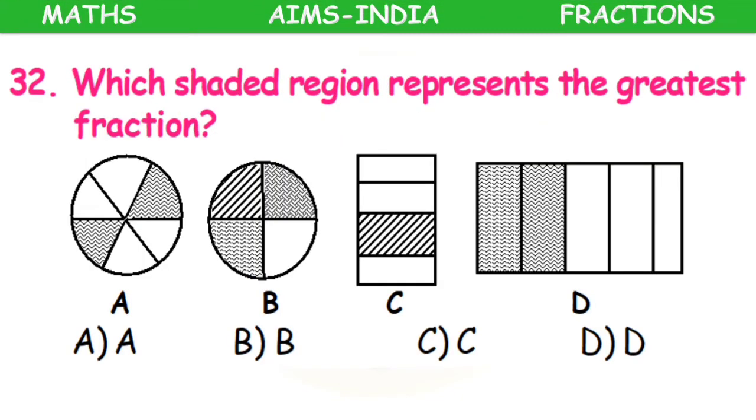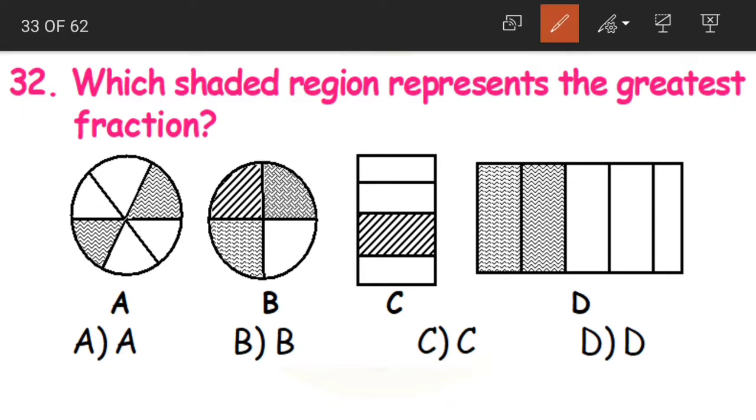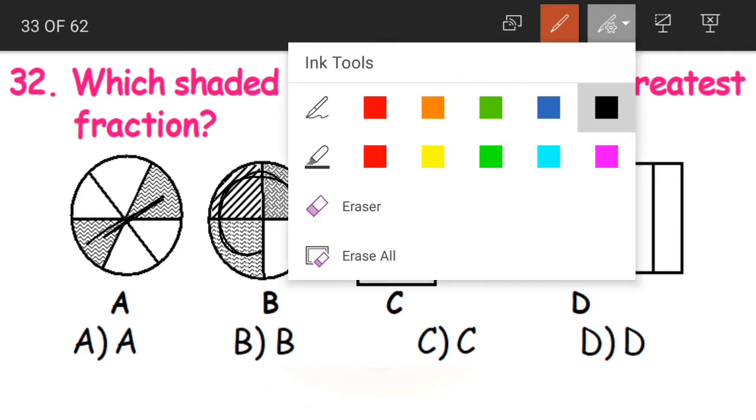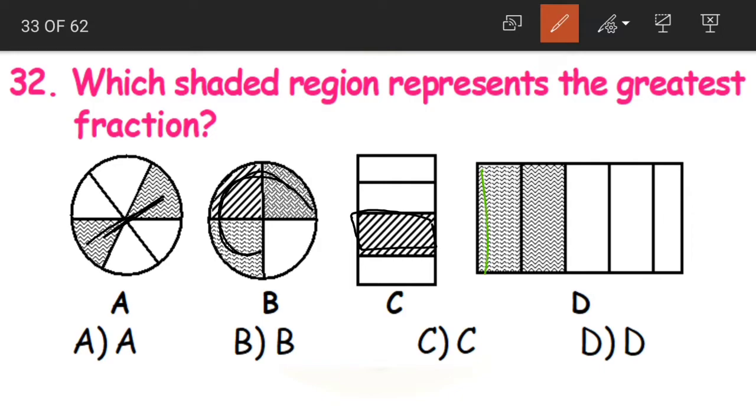Okay children? Next, question 32. Which shaded region represents the greatest fraction? Okay, now for this you need to observe the shaded regions. Which shaded region has the most area? See, this is covering only this much. This is covering almost the entire circle. This is covering only this much area, and the figure D is covering only this much area.